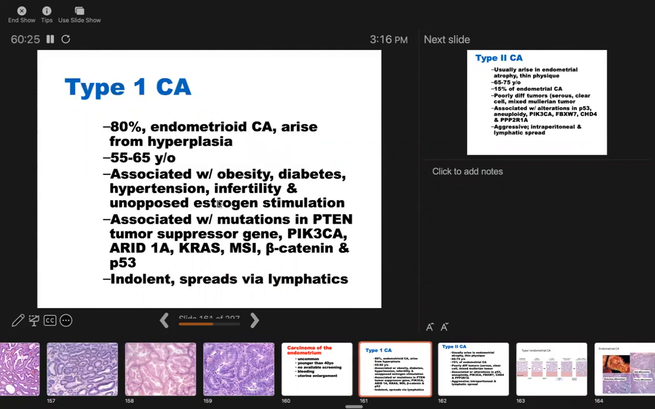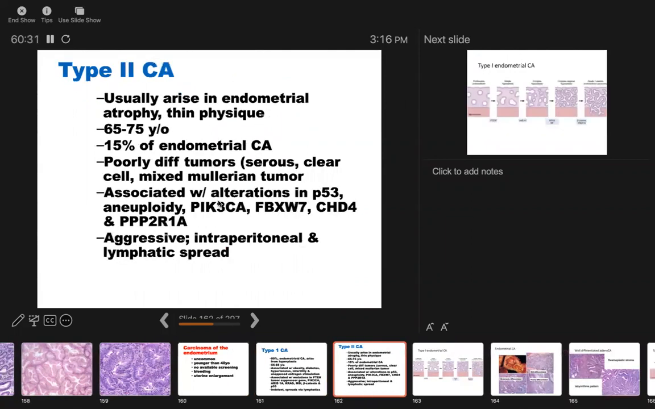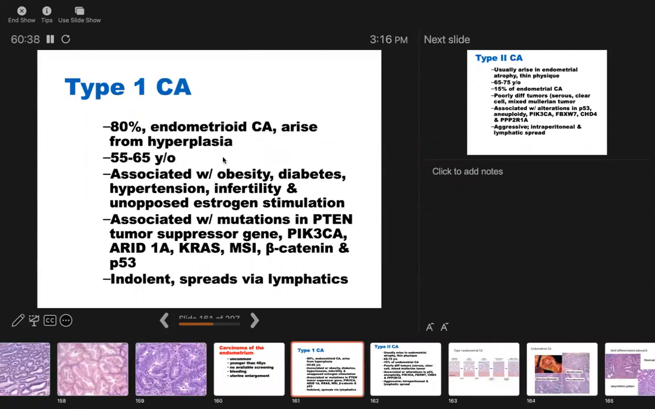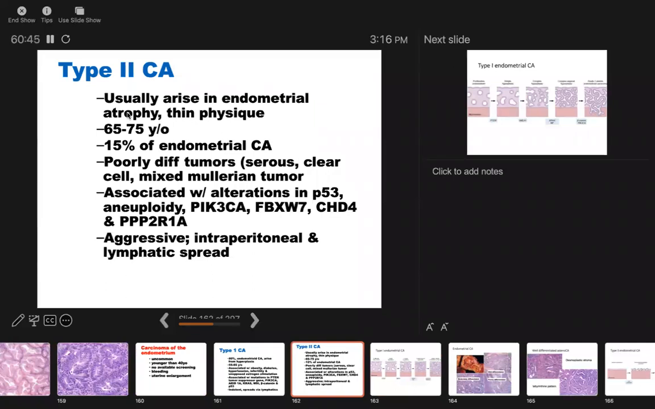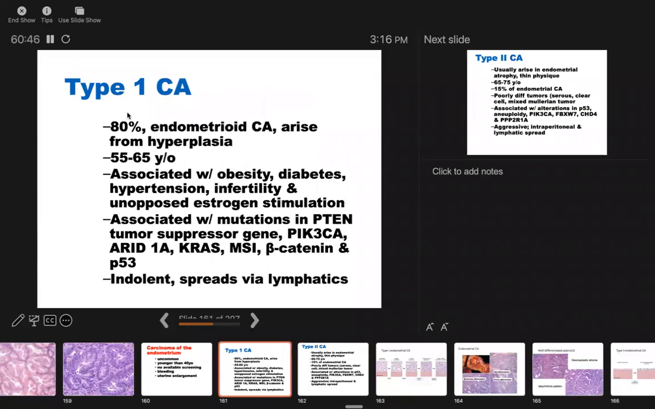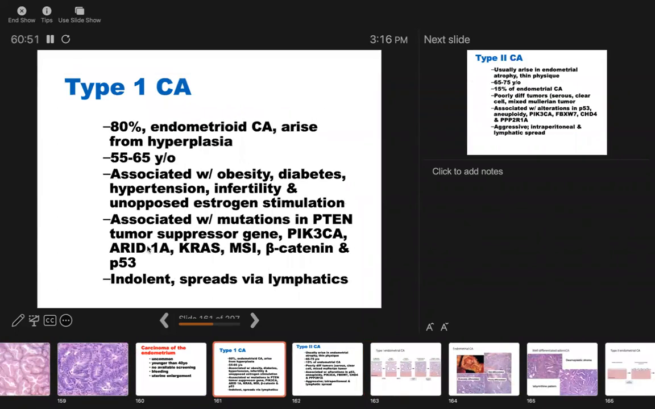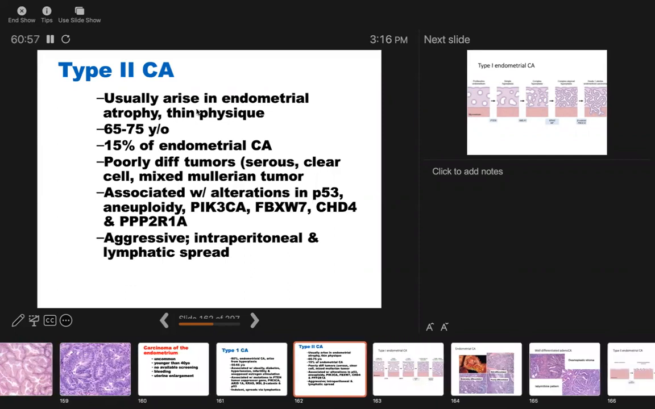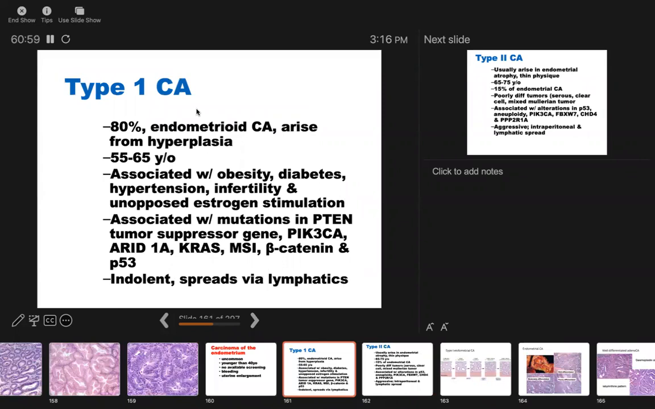The type 1 and the... Okay, let us try to analyze. Type 1 endometrial carcinoma, if we are to compare, often arises on the background of hyperplasia, while type 2 is often on the background of atrophy. Younger patients for type 1, older patients for type 2. Obese patients for type 1, thin patients for type 2. Okay. Background of hyperplasia for type 1, background of atrophy for type 2.